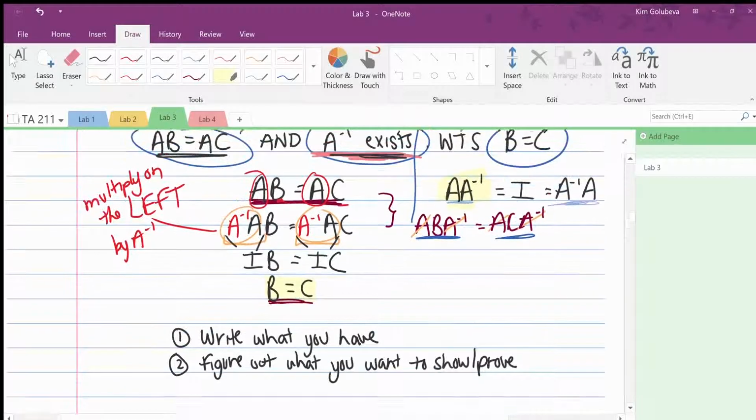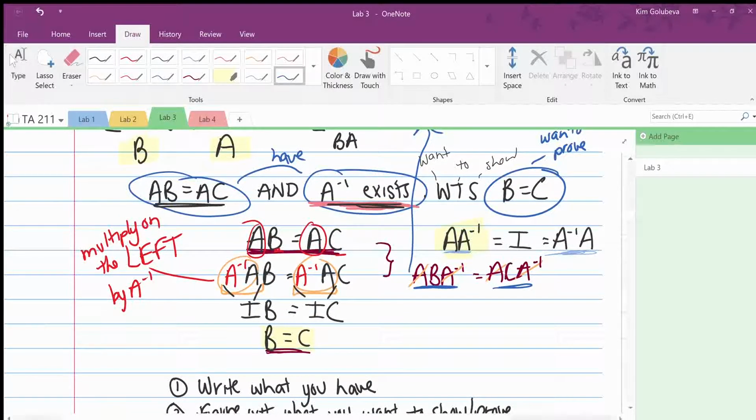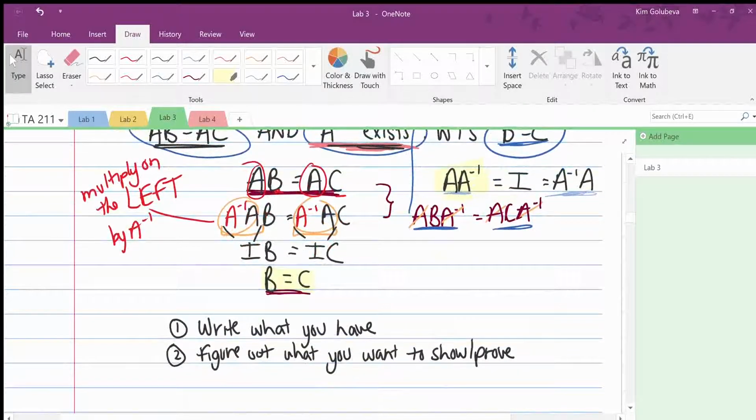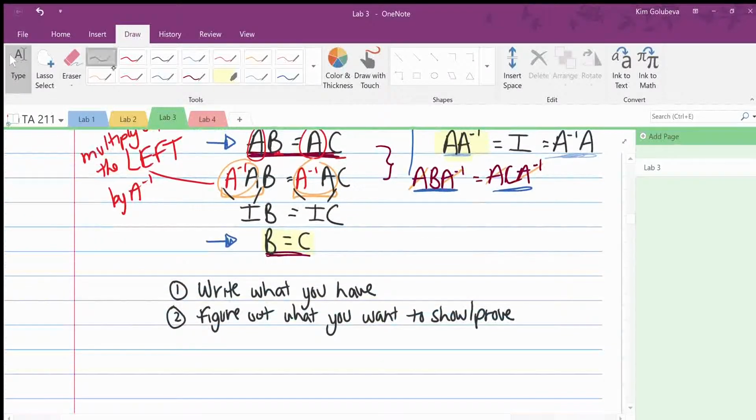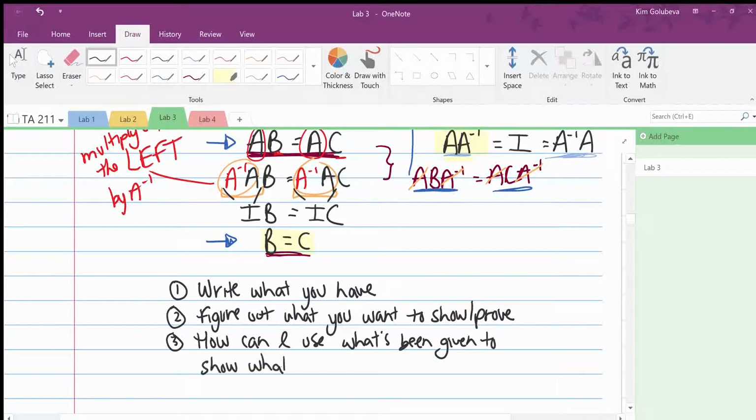Okay, so in this case, we wanted to show here that B equals C. So you can write what you're starting with here, what you want to show, and what you want to end up with down here. And then you have to think about essentially how can I use what's been given to show what I want to prove.